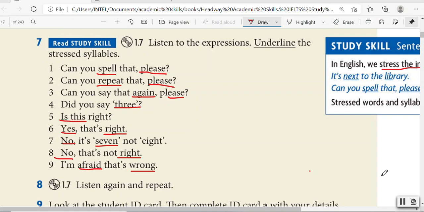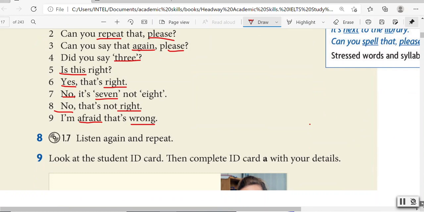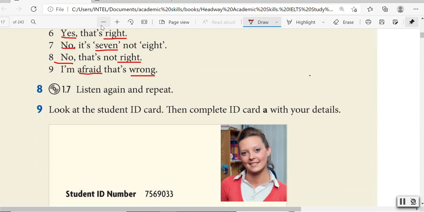Okay, you hear it and you know about stress. How can we stress? How can we say a word in a longer and louder voice? Just stress the most important words in a sentence.